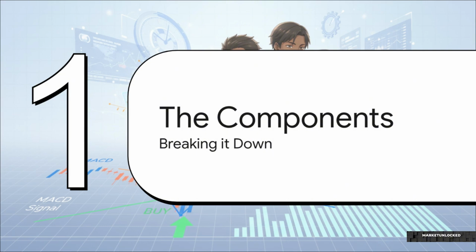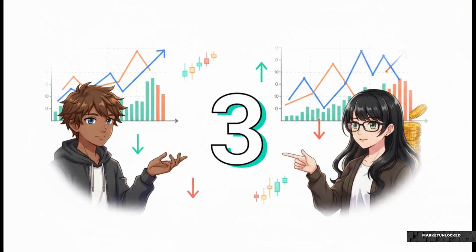Okay, so to really get how the MACD works, we need to break it down. It's not just one wiggly line on a chart. It's actually an indicator built from three separate parts, all working together. Let's take a look at what those three components actually are.